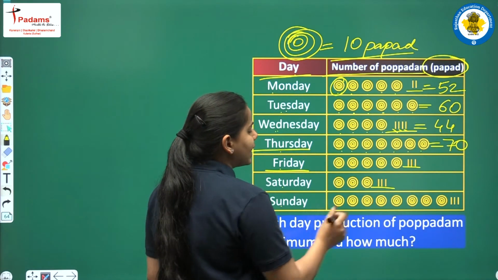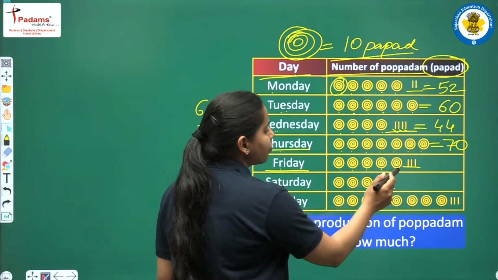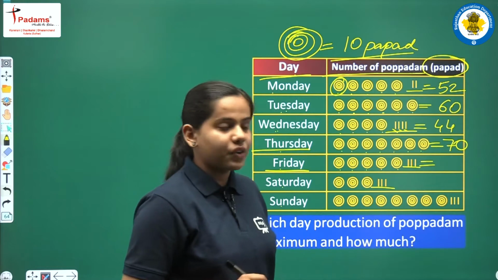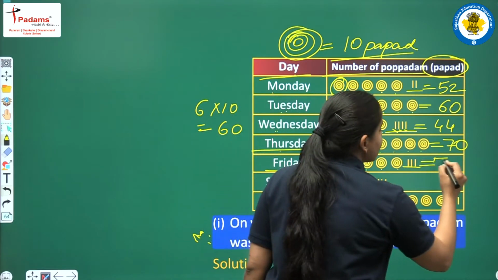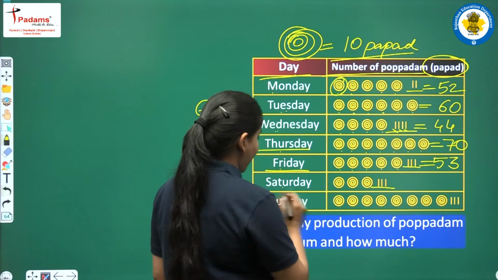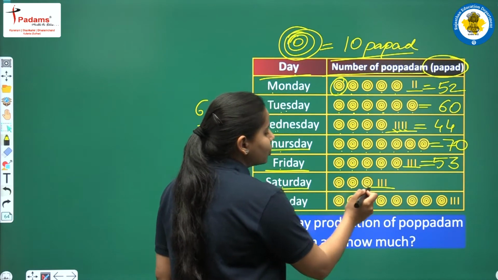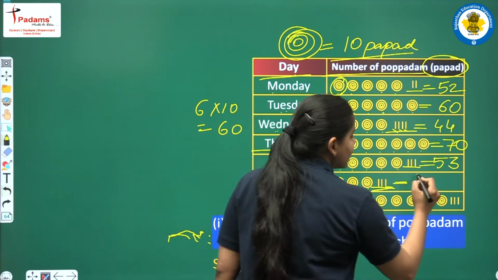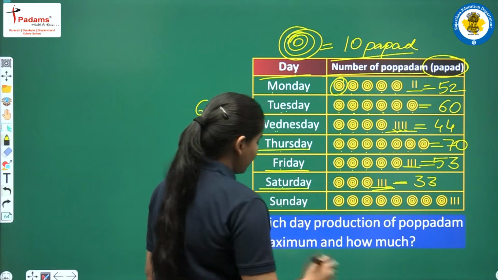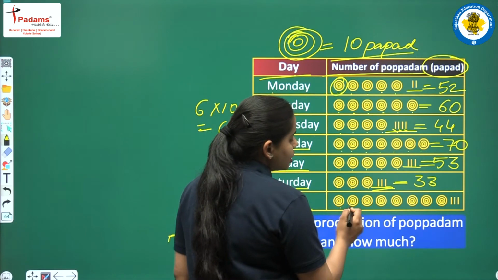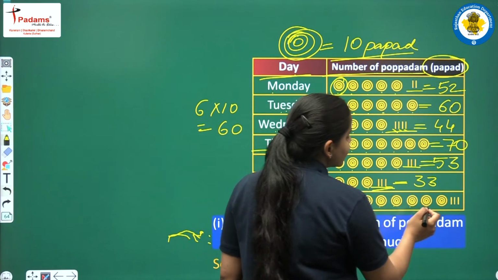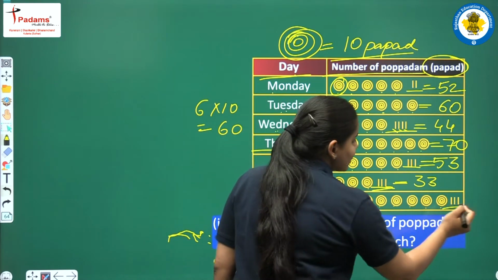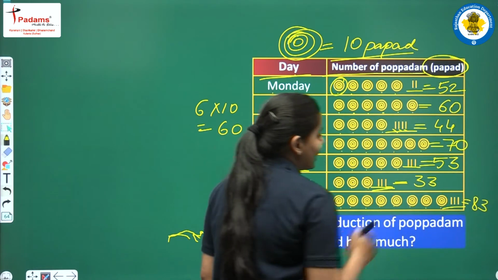Same way on Friday 1, 2, 3, 4, 5. 5 into 10 first, that is 50, and 50 plus 3 is 53 papads prepared. On Saturday 1, 2, 3 and 3 into 10 is 30. Then 30 plus 3 here is 33, right? Now last Sunday 1, 2, 3, 4, 5, 6, 7, 8. 8 into 10 is 80. 80 plus 3 as tally mark, we will get here 83.